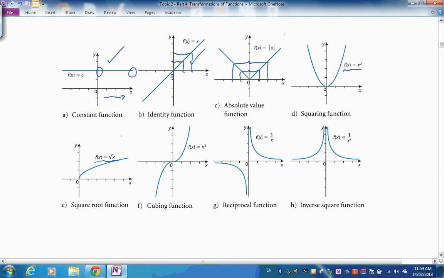There we have it existing only for x greater than or equal to 0, because you can't find the square root of a negative. No, you can't go over there. Can't find the square root of a negative on the real number plane.